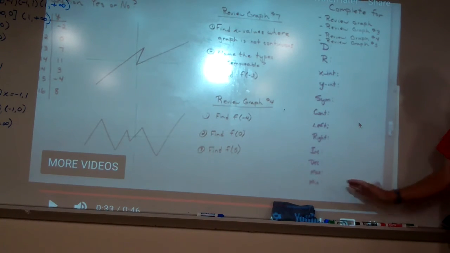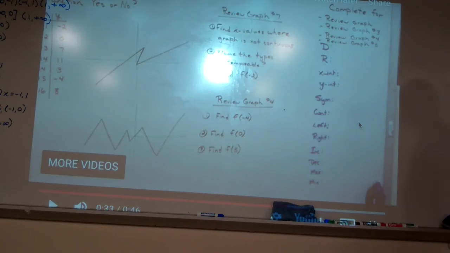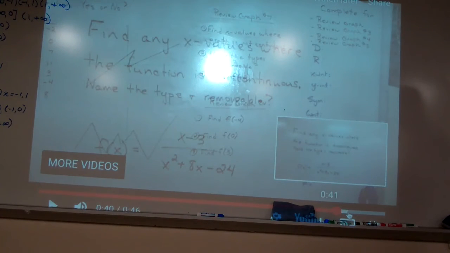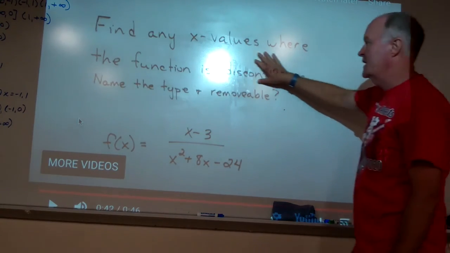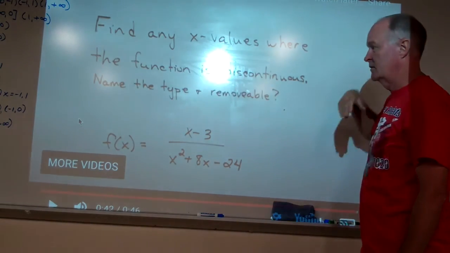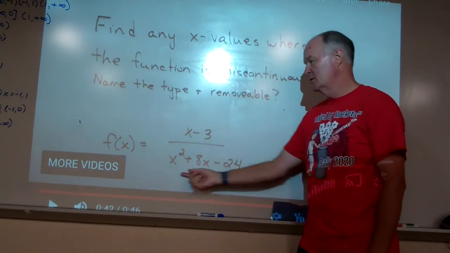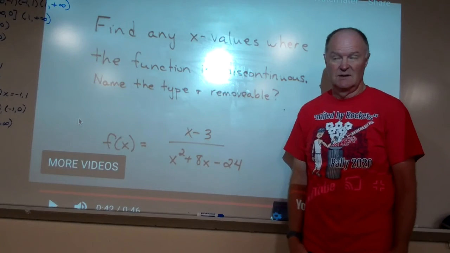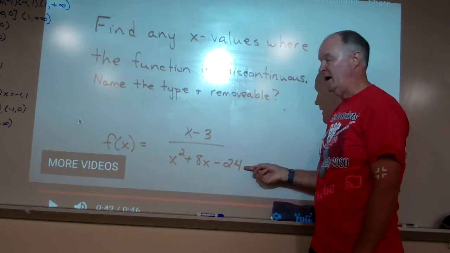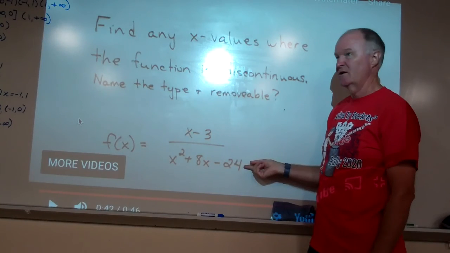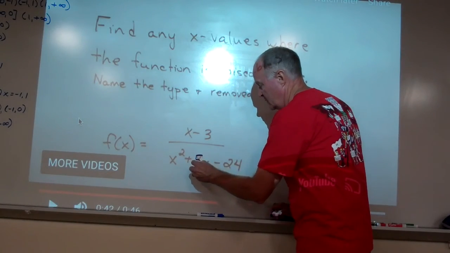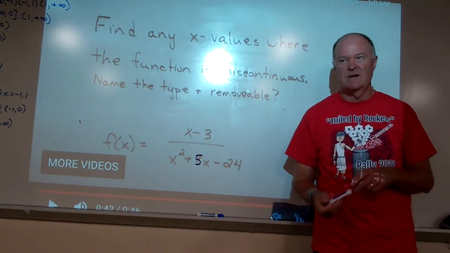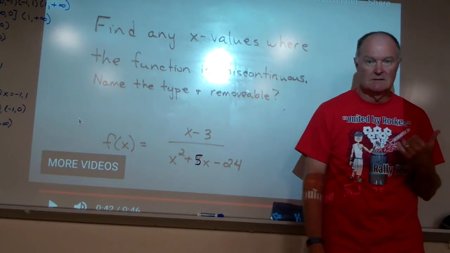All right. Now, there's one more to go, and I want to make sure you make the change on it. The last question says find any x values where the function is discontinuous, name the type, and removable. In general, you would go down here and factor it. The problem is that it itself is not factorable because I forgot to make the change somewhere. Thought I did on the video. Make that a 5x. Make note of that just so you got it. X squared plus 5x minus 24.